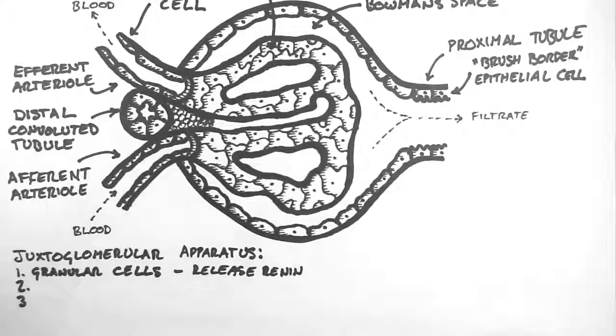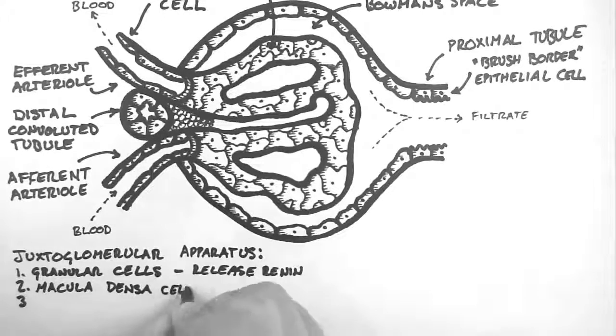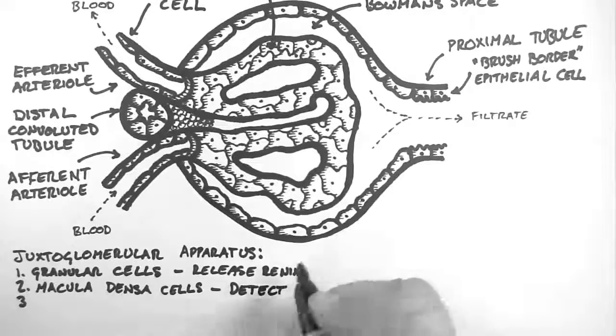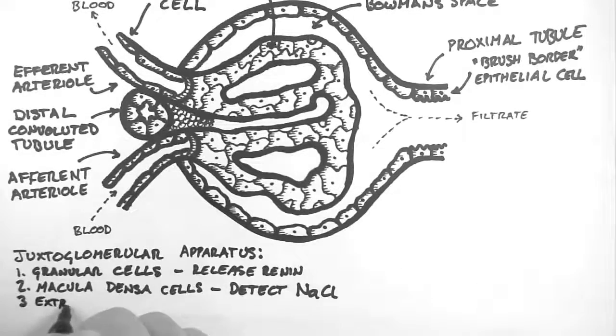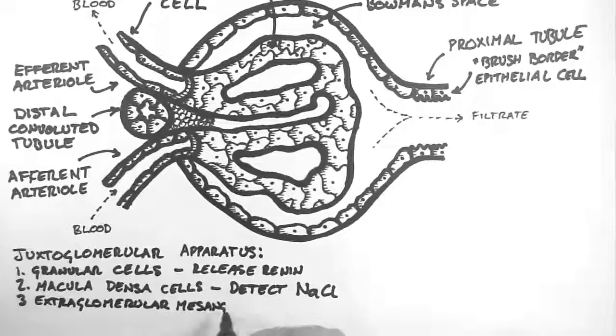For more information about this, see the handwritten tutorial on the renin-angiotensin-aldosterone system. The second type of cell is a macula densa cell. This is a cell that detects how much sodium chloride is passing through the distal convoluted tubule and sends a signal to the granular cells to release renin. There are also these extraglomerular mesangial cells, but the function of these is contentious.